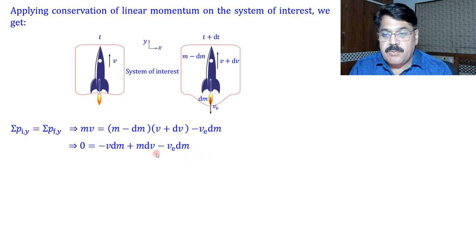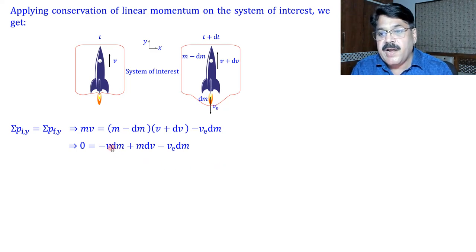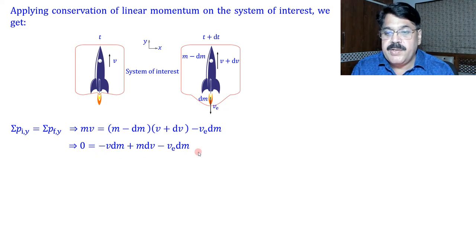Again, one thing: there is a term dm into dv product. We always ignore the product of two infinitely small quantities because they are negligible as compared to these terms. So only these three terms are remaining. Now we have to incorporate v relative, because v escape is not given here. So we have to write the velocity of the ejected gases in terms of v relative and the velocity of the rocket.